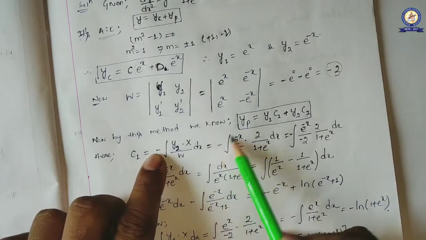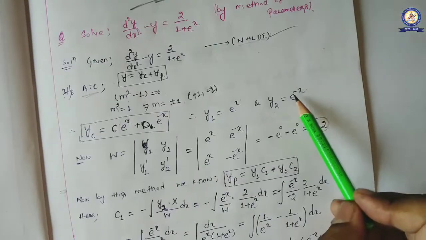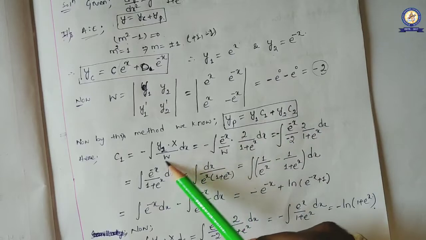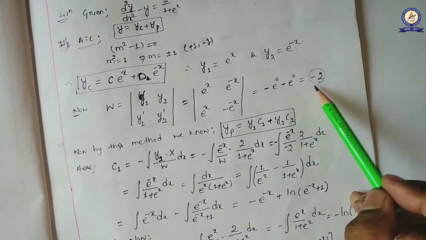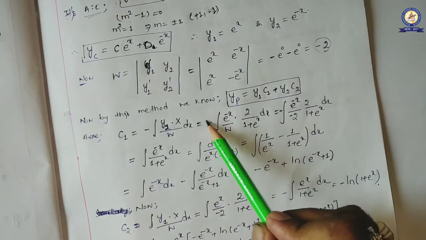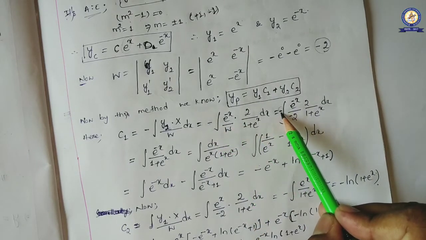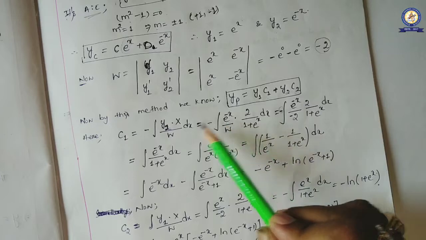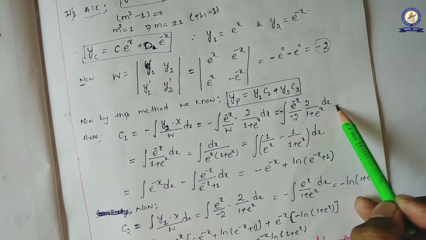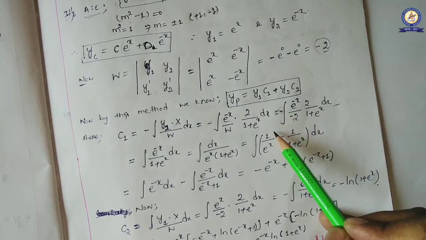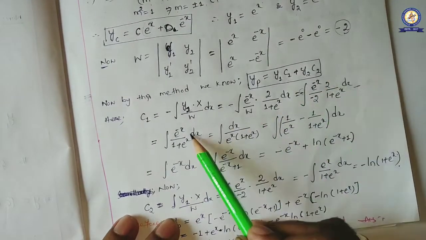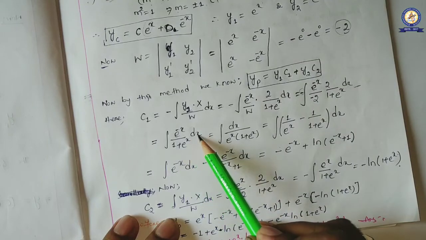So this is minus y2, which is nothing but e to the minus x, right? So e to the minus x by the Wronskian. The Wronskian is nothing but minus 2, right? You just substitute minus 2 here, and here minus is here, here also minus is here. And the source function is 2 by 1 plus e to the x dx, right? So here minus minus got cancelled, 2 got cancelled, we got e to the minus x by 1 plus e to the x dx.